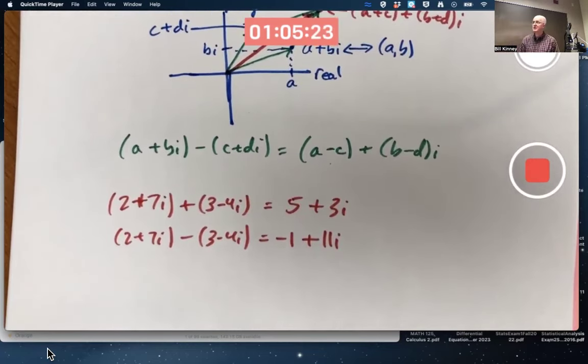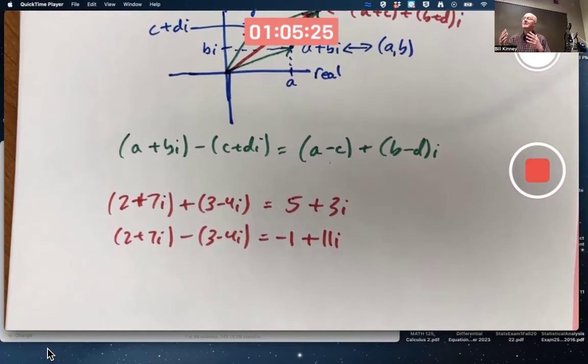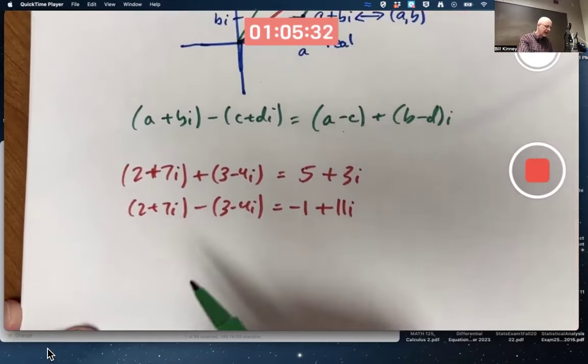Complex number subtraction can be interpreted in terms of vectors as well. In terms of vector subtraction, if you know about that. I'm not assuming all of you know about that. What about complex multiplication?